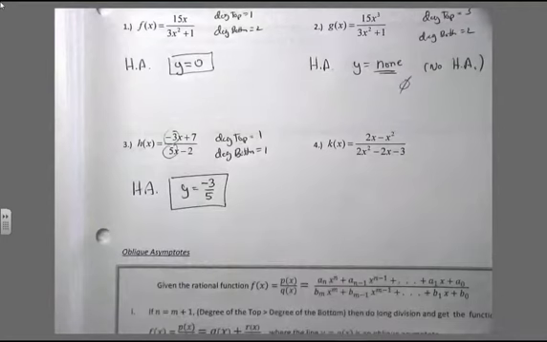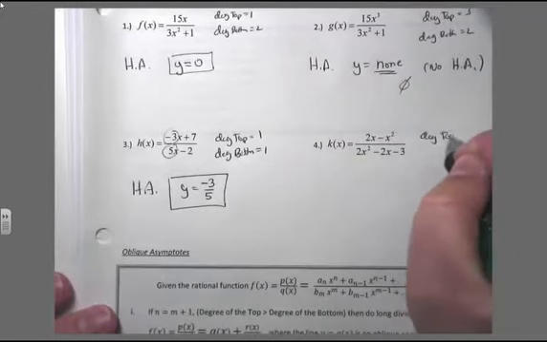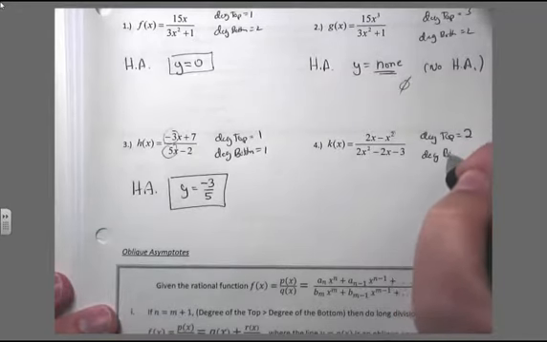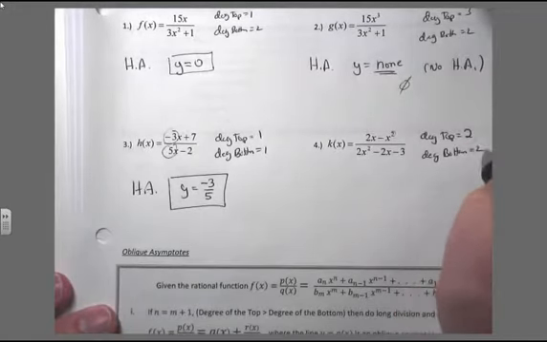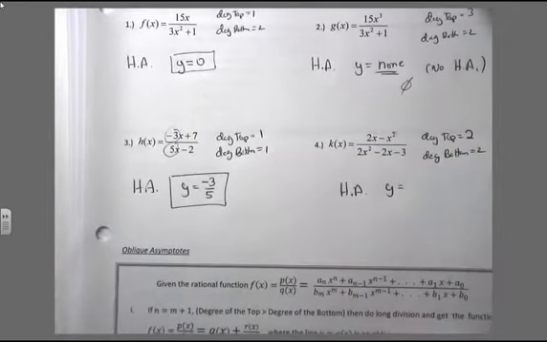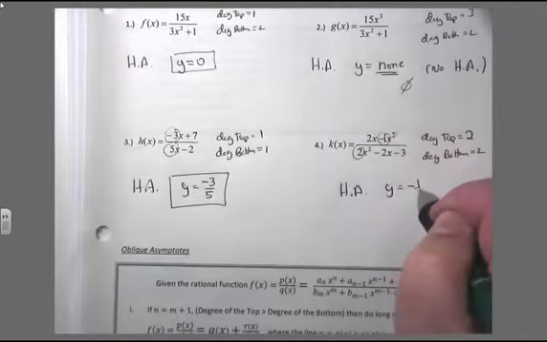Look at number 4. Y equals 2x minus x squared divided by 2x squared minus 2x minus 3. They try to write this stuff out of order, but be careful. What is the degree of the top? 2. It's that term right there. What is the degree of the bottom? 2. They're the same. So what is your horizontal asymptote? Y equals the ratio of the leading coefficients. But remember, leading coefficients are the coefficients attached to the degree term. What is my ratio of my leading coefficients? Very good. This is implied negative 1 over 2. Negative 1/2.